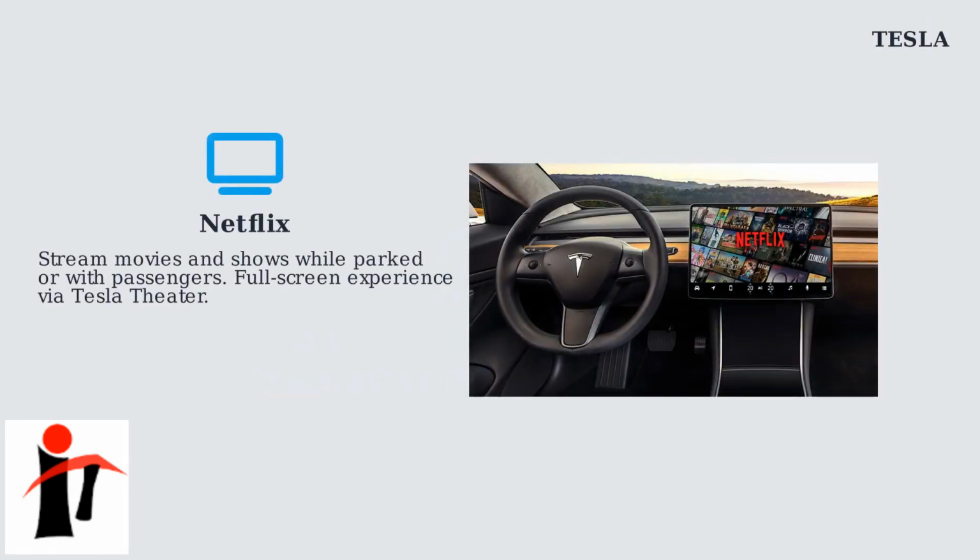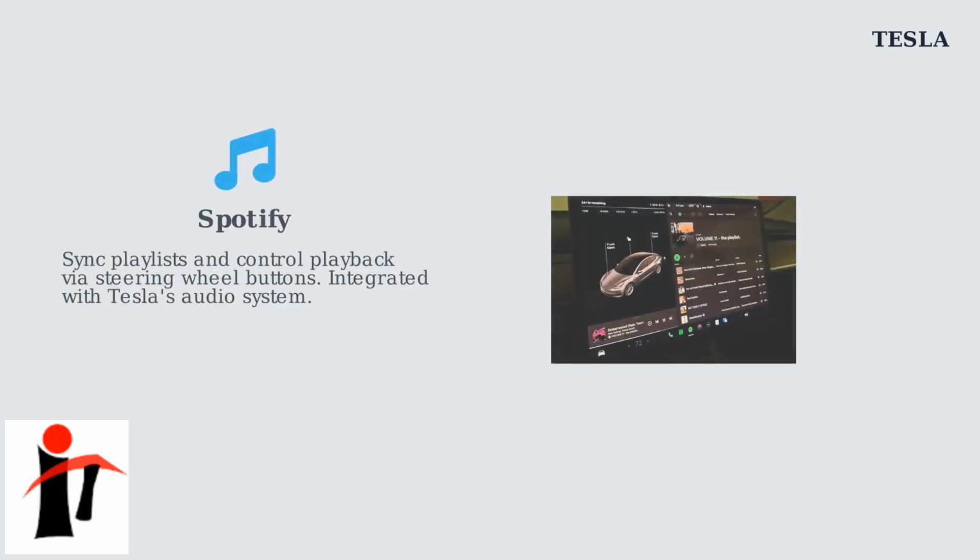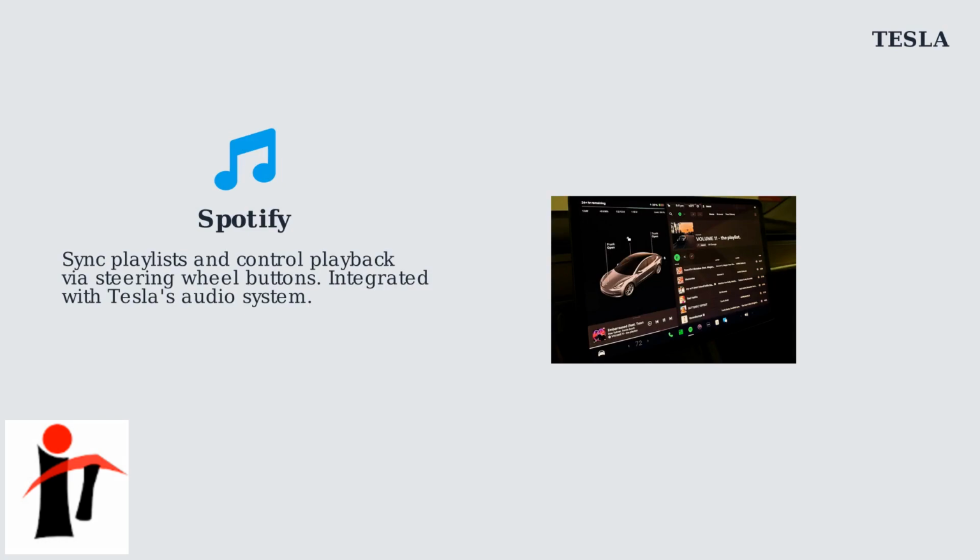Let's examine some popular apps on the Tesla Model X. Netflix allows streaming of movies and TV shows directly on the central touchscreen while the vehicle is parked or with passengers present. The Tesla Theater integration provides a full-screen immersive experience. Spotify integrates seamlessly with the Model X, syncing playlists from your account and enabling controls via the steering wheel buttons. This hands-free operation enhances safety while enjoying music during drives.